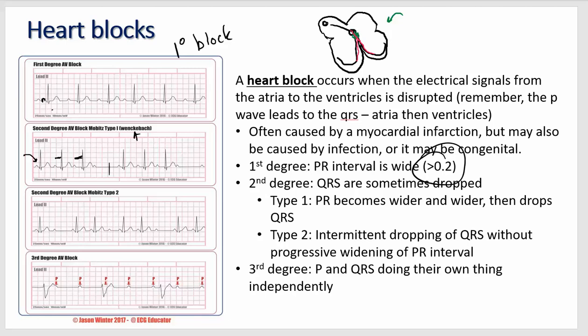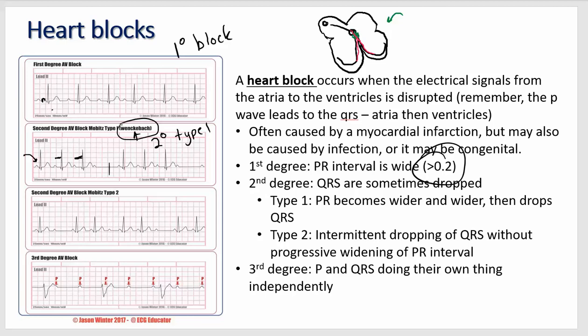We're going to call it second degree type 1, our Mobitz type 1. And that's when it's that longer, longer, drop. And it's also called a winky buck.